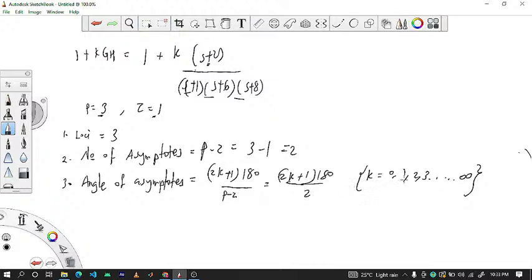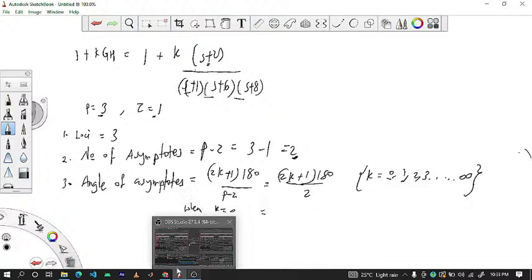So how do you know which case to use? Because our number of asymptotes is 2, it means we'll use k equal to 0 and k equal to 1. We'll use 2 k's. If the number of asymptotes was 3, we'll use 0, 1, 2. So you're following? Yes.